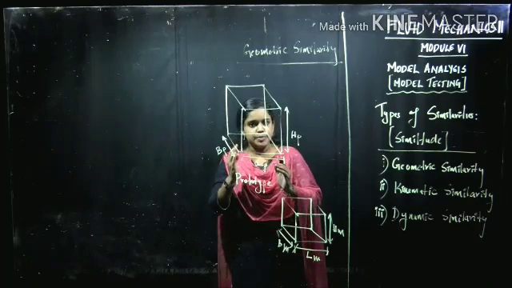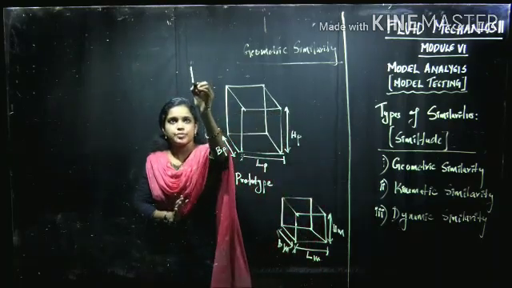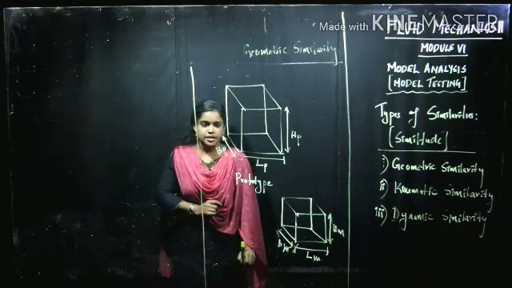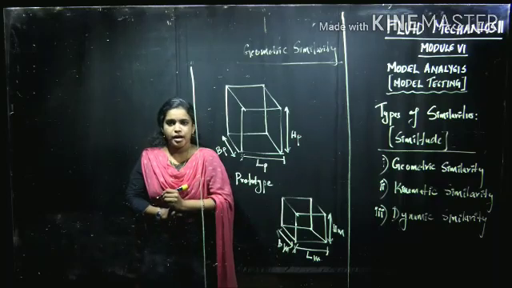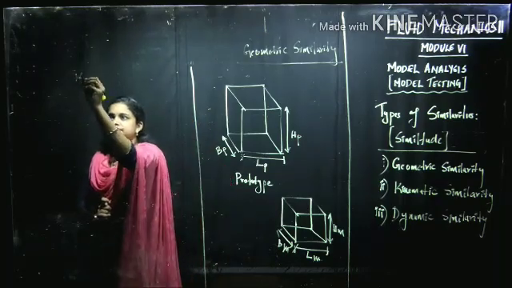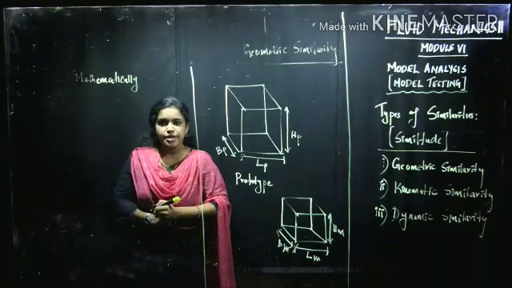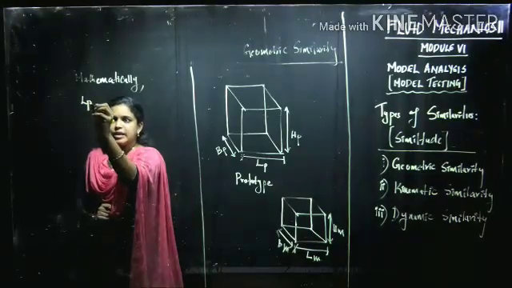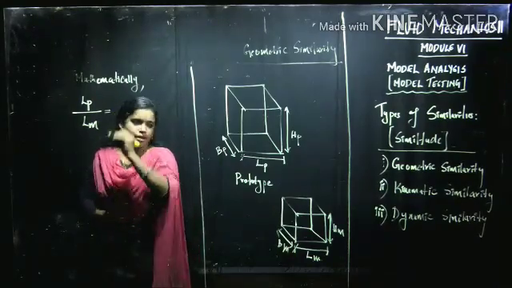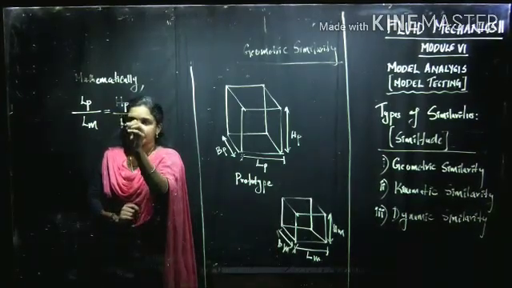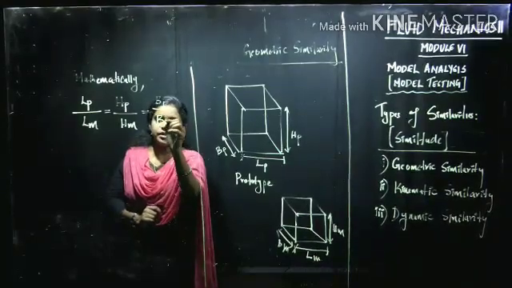And we can say that this model is similar to this prototype if their geometry is the same. That means their linear dimensions possess the same ratio. Mathematically, we can say that the ratio of lengths, the ratio of heights, the ratio of breadths are the same. Mathematically, for a model to be geometrically similar to the prototype, the condition is that LP by LM, that is the ratio of the length of the prototype and length of the model, should be equal to height of the prototype by height of the model, and that should be equal to breadth of the prototype by breadth of the model.